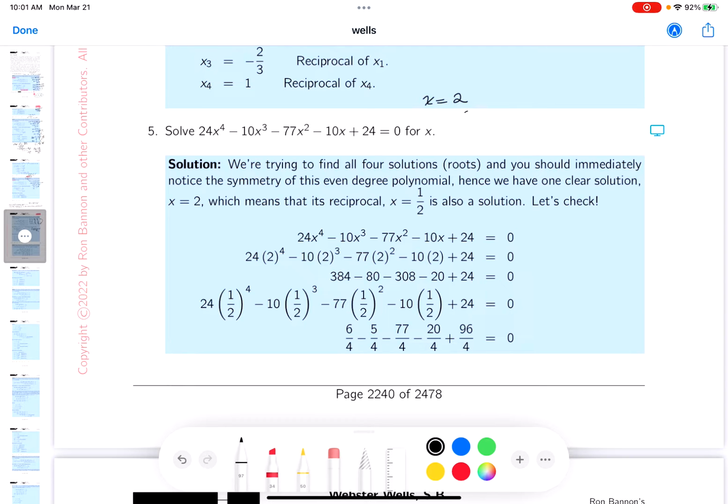So it's going to be 24, and 2 to the 4th power is going to be 16. Minus 10 times 8. Minus 77 times 4. Minus 10 times 2. Plus 24. Well, let's take a look. Let's make sure that's equal to 0.